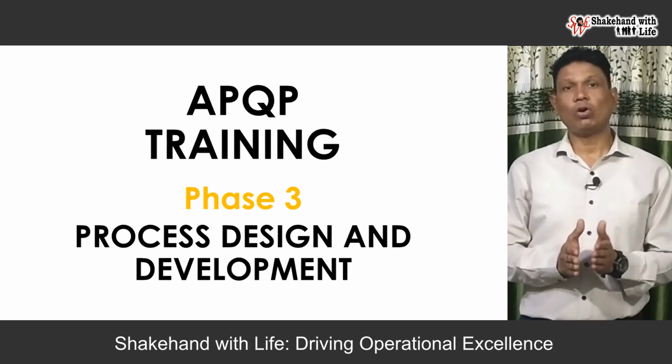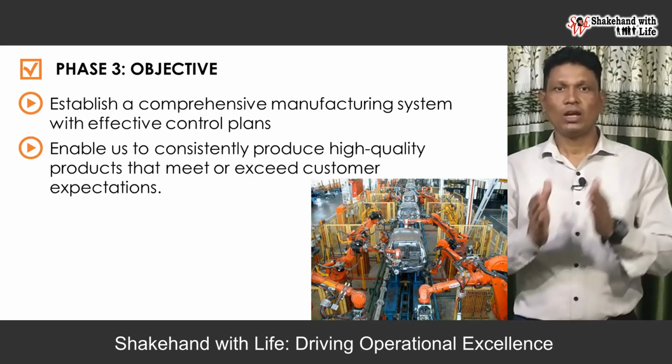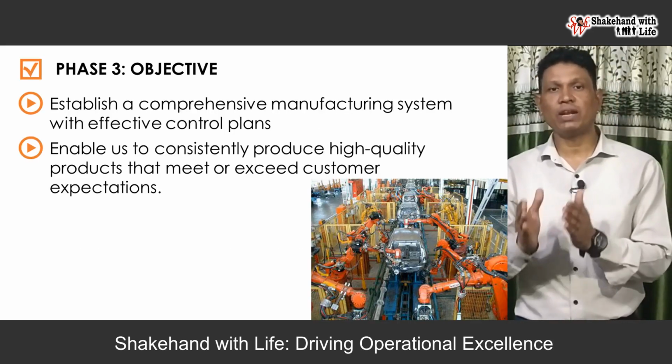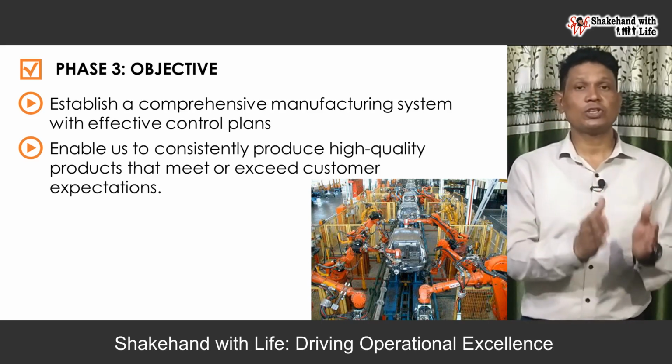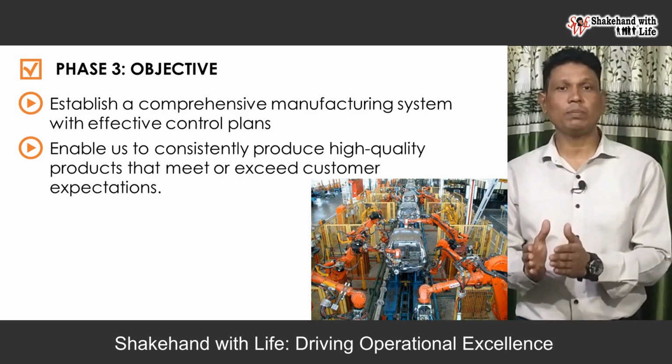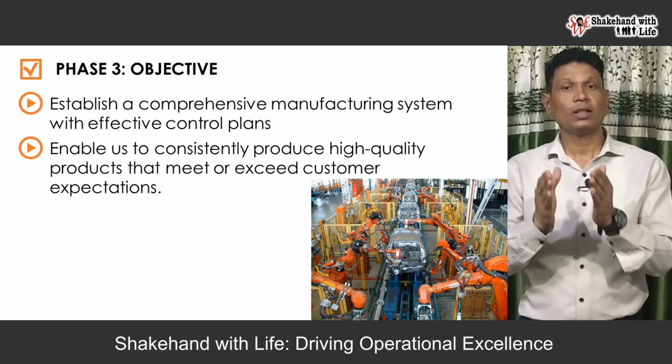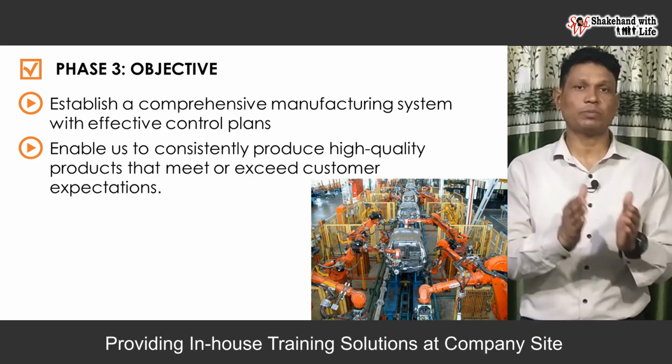The objective of APQP Phase 3 is to establish a comprehensive manufacturing system with effective control plans. This system will enable us to consistently produce high quality products that meet or exceed customer expectations.